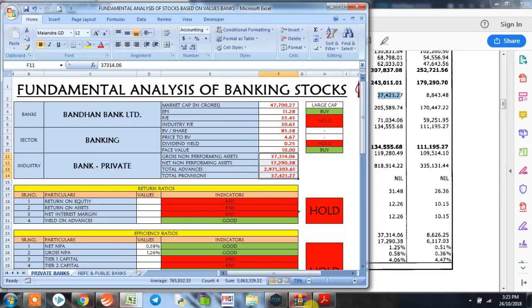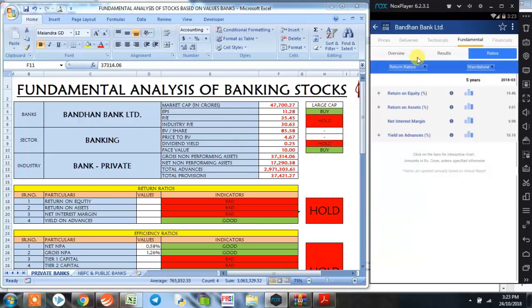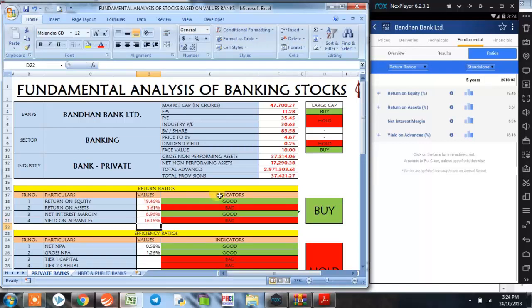Now we come to the return ratio on our StockEdge app. For that, click on the Ratios tab. Under the return ratio, you can see the return on equity is 19.46. Return on asset is 3.61. Net interest margin is 6.96. And yield on advances is 16.16. So overall, the return ratio has given us a signal to buy this stock at this point of time.